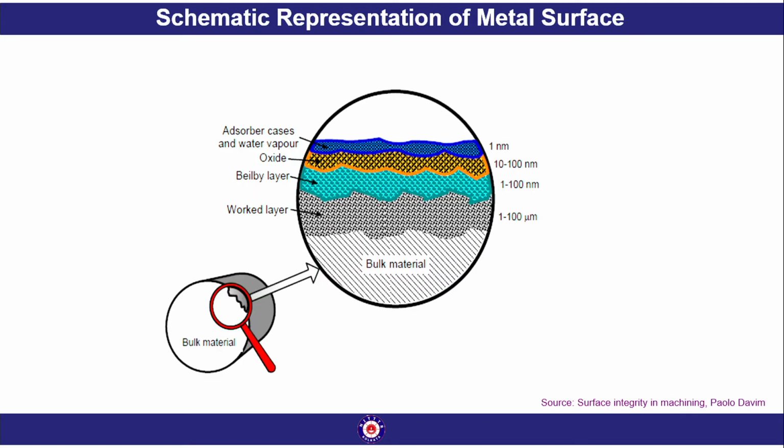Here is a schematic representation of a metal surface. At the top layer there are absorbed gases and water vapor, then the oxide layer, then the Beilby layer, then work-hardened layers. These are the corresponding dimensions: roughly 1 nanometer for the top surface, then 10 to 100 nanometers, then 1 to 100 nanometers, and then 1 to 100 micrometers.